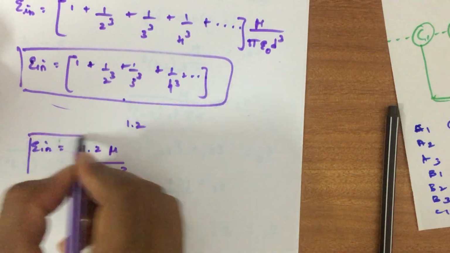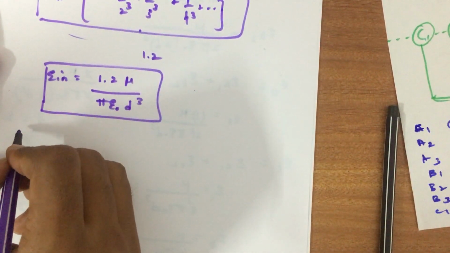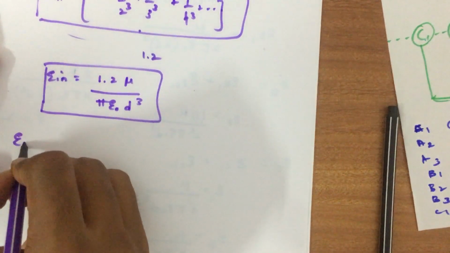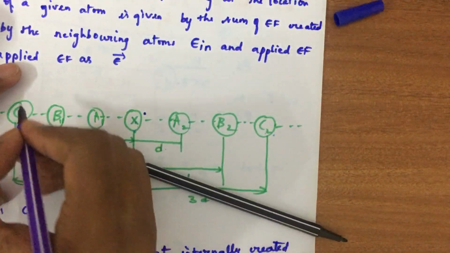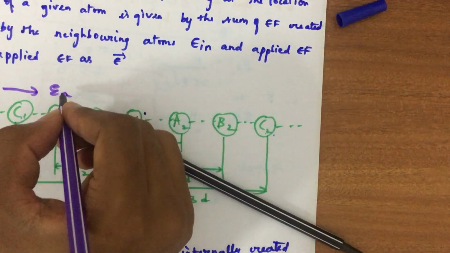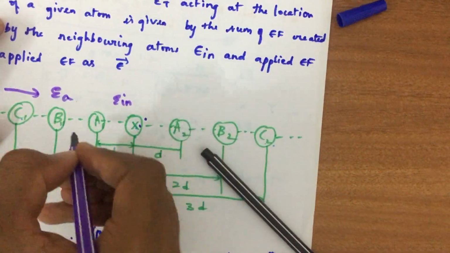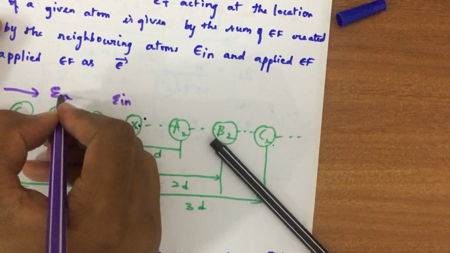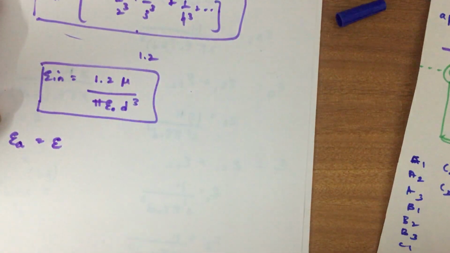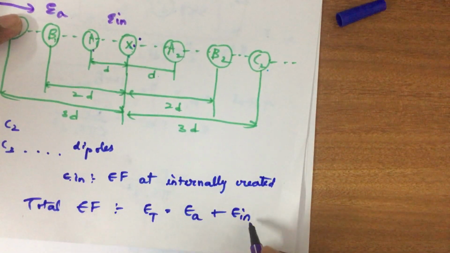Okay, so now we got this internal field exerted on the atom X, and now we need the final solution. So what will be the final solution? So that applied field is there, right? Remember now I am applying here an electric field. Now we found out EIN, which is internal field exerted on X, which has been created by these atoms, but I am giving separately an applied field, external field. So that I will take as E.